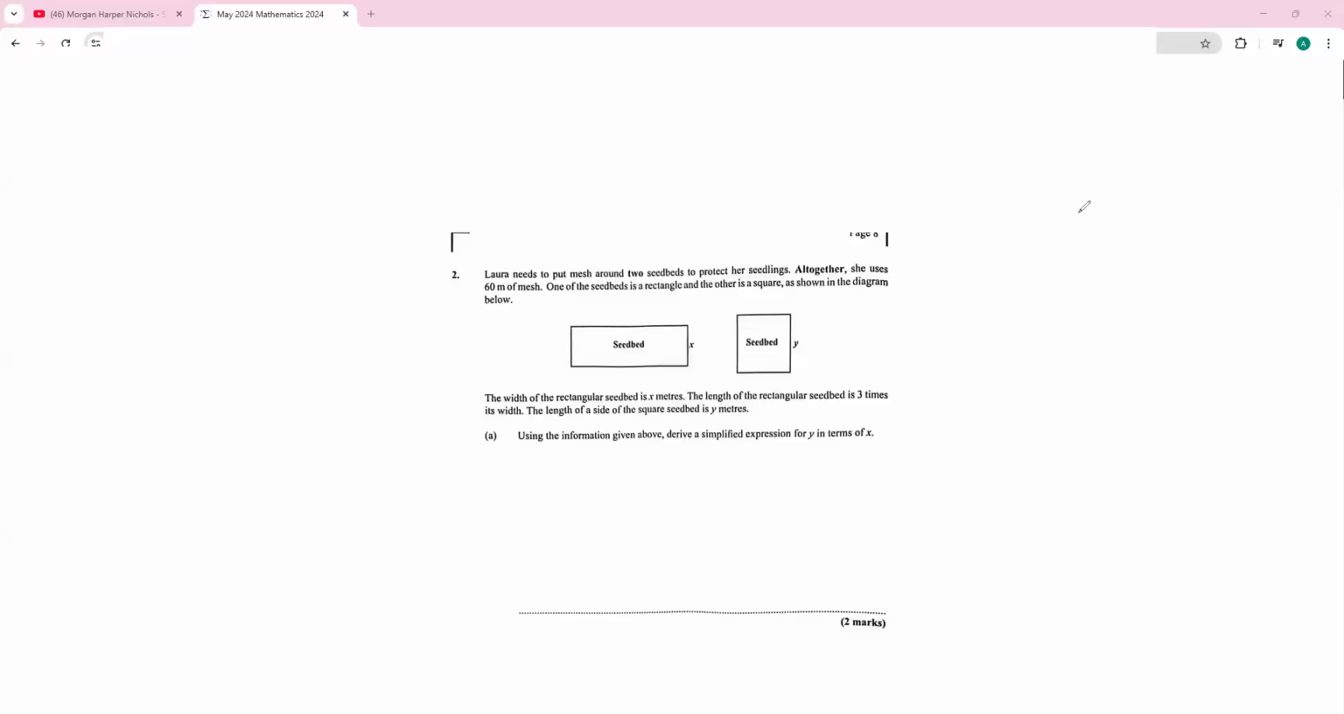All right, so let's take a look at this one. This one is coming from the May 2024 past paper. So again, it's an algebraic sum. Now let's take a look at this one.